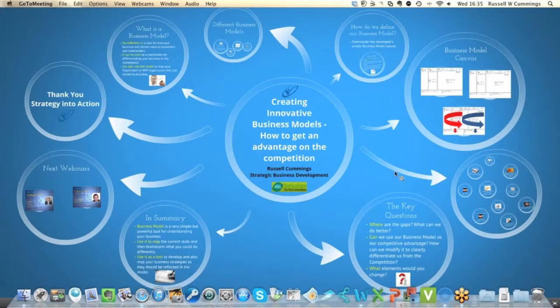We're going to be talking around business models, about creating business models for understanding, I guess, how you get competitive advantage and where we're heading to in your business.